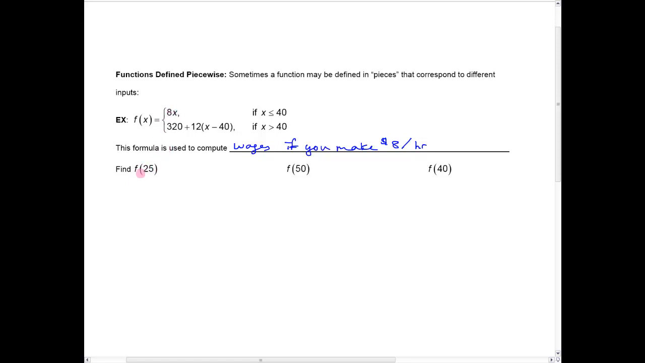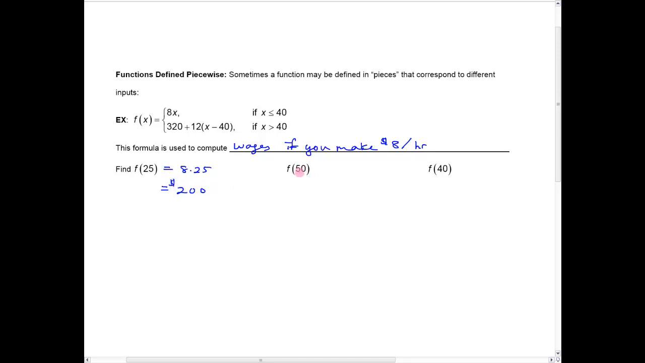So here's the notation. If we had f of 25, that means tell me the output when I have an input of 25. So I come up here and say, well, is 25 more than 40? Nope, so I can't use this formula. Is 25 less than 40? Yes, I use this one. So that's just going to equal 8 times 25, and that's going to equal $200.